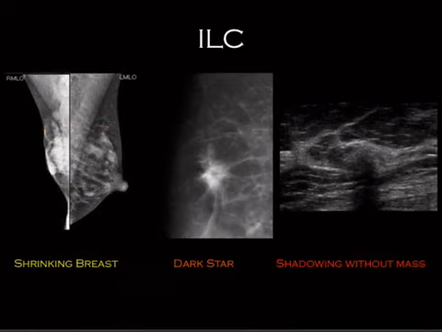All right, so here are the three ways that you are classically shown ILC. The first is the shrinking breast. The second is something called a dark star, which I'll mention in a second. And the third is on ultrasound, where you have shadowing, but you can't actually make out a distinct mass, and that's like a buzzword. I feel like if there's a lot of shadowing, it always sort of looks like a mass, but if it's described to you as shadowing without a mass, they are hinting that this is an ILC case.